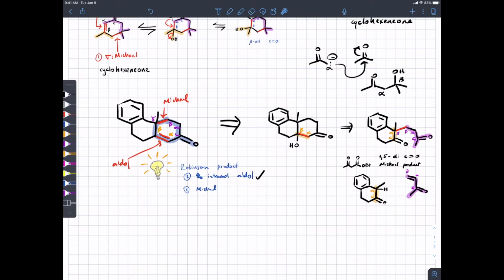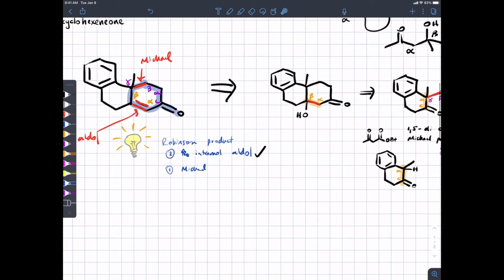All right. Anything else on that? So that's worth practice. Practice that until it's pretty easy for you to break apart and think backwards to what the starting materials would have been.